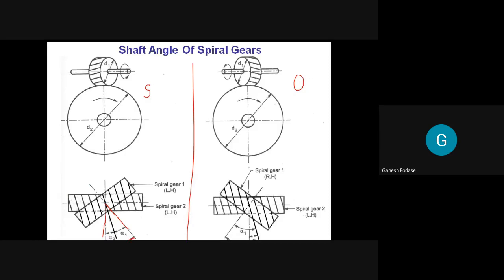And if the two spiral gears are of same hand, then we can prove that the shaft angle theta is equal to alpha 1 plus alpha 2. While if the two gears are of opposite hand, then you can see here the shaft angle theta is nothing but alpha 1 minus alpha 2. So when of same hand, the shaft angle is equal to the addition of spiral angles, while when of opposite hands, the shaft angle is equal to alpha 1 minus alpha 2.